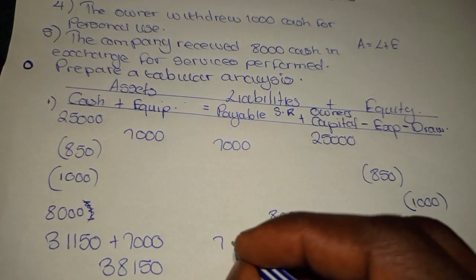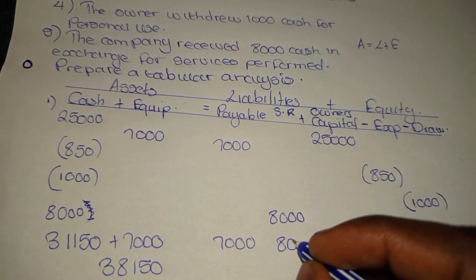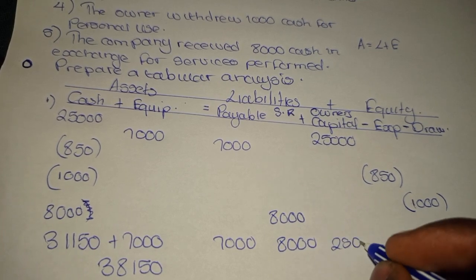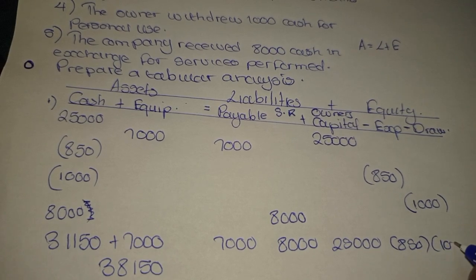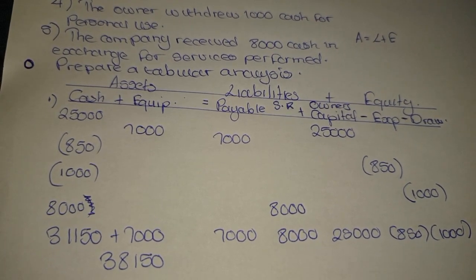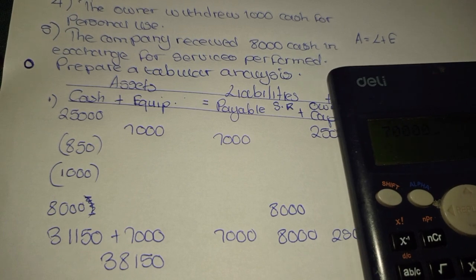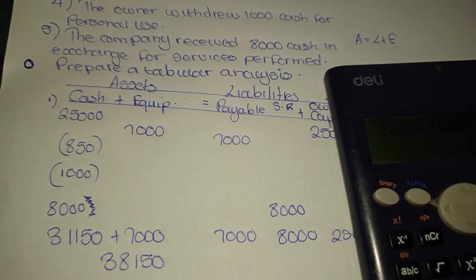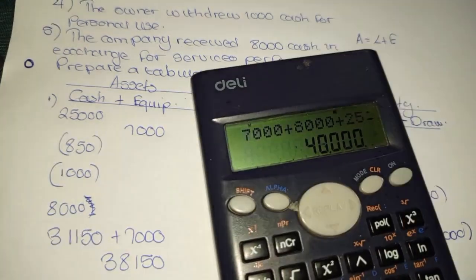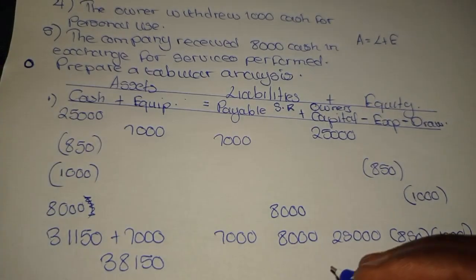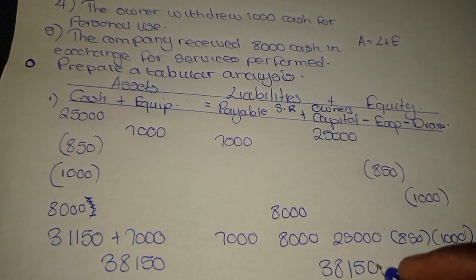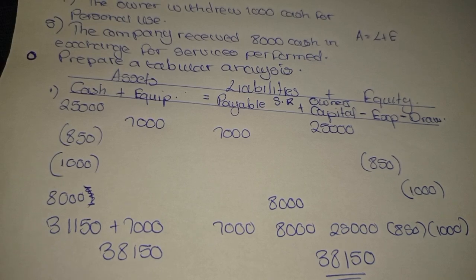So this is positive, it will come here, which is the 7,000. You have the 8,000 here and the 25,000 there. Remember, these are negatives, so they will come the way they are. So let us just add and subtract. So 7,000 plus 8,000 plus 25,000, we get 40,000 minus 850 minus 1,000, and we get the value to be 38,150. So this is how basically you can balance up a tabular analysis and you enter the transactions in it.